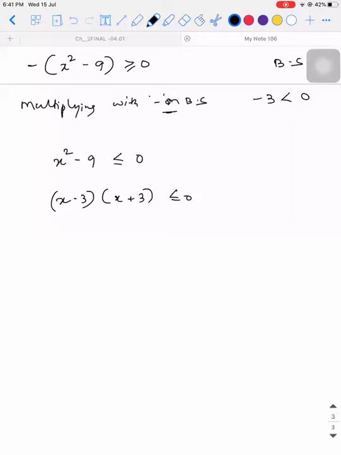Yes, sir. Now observe what I'm going to do: I will take the checkpoints. Checkpoints means, see, x minus 3 is a factor and x plus 3 is a factor. So when will x minus 3 become 0? At x equal to 3. So this is the real number line, and I'm taking the point 3. When will x plus 3 become equal to 0?